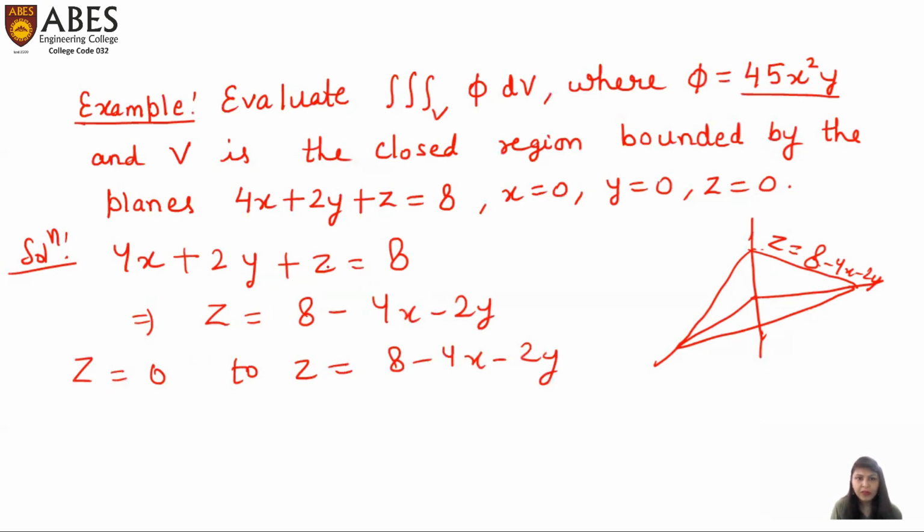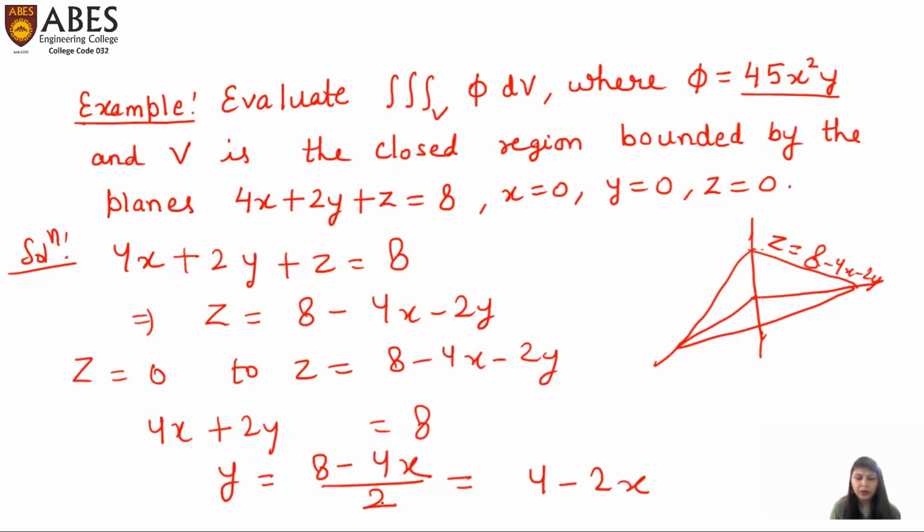Again, if we put z equals to 0 in this equation, you will get the range of y. So when we put z equals to 0, this will give 4x plus 2y equals to 8, and this will give you the range of y. So y equals to 8 minus 4x upon 2. So the range is 4 minus 2x. So this will give you the intermediate limit, y equals to 0 to y equals to 4 minus 2x.